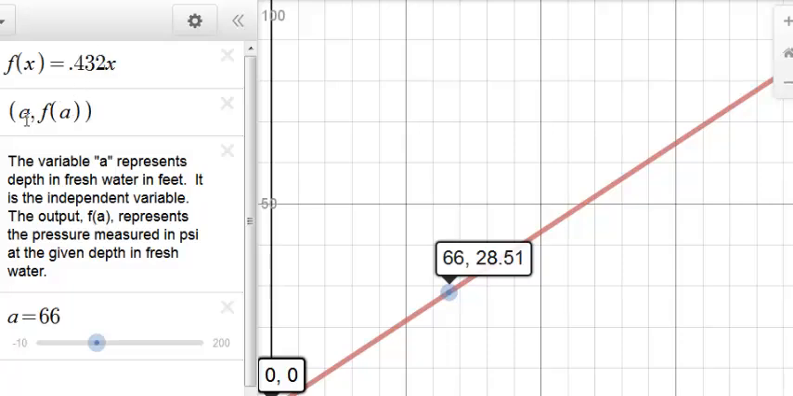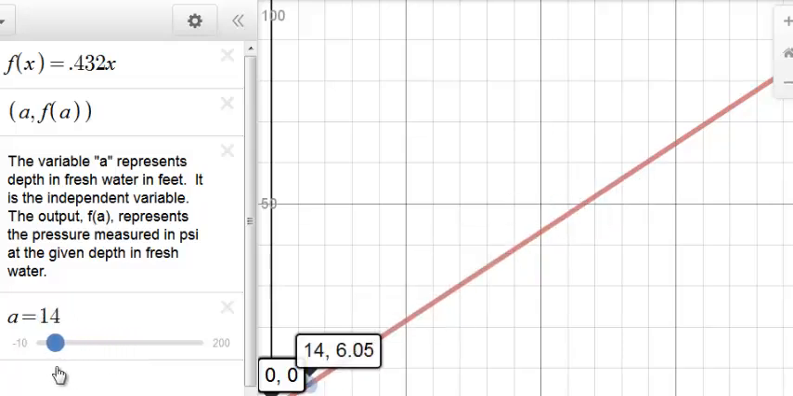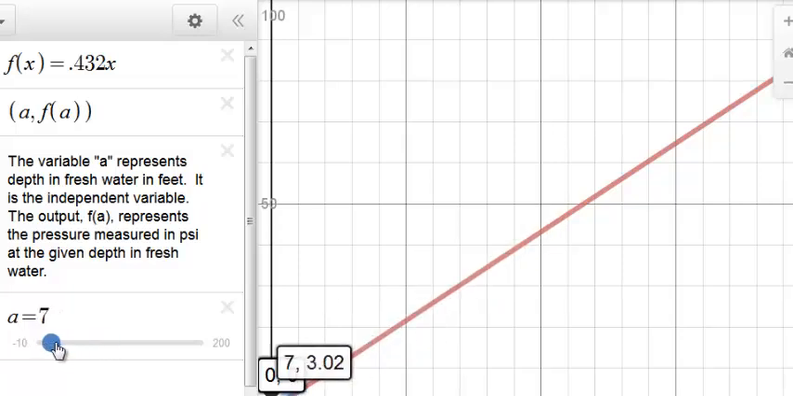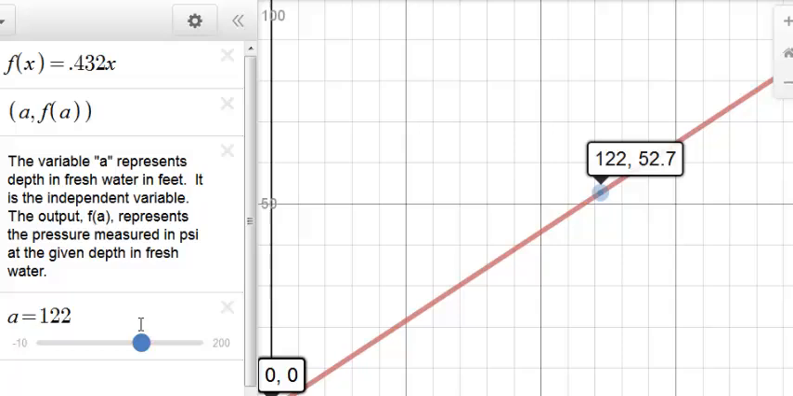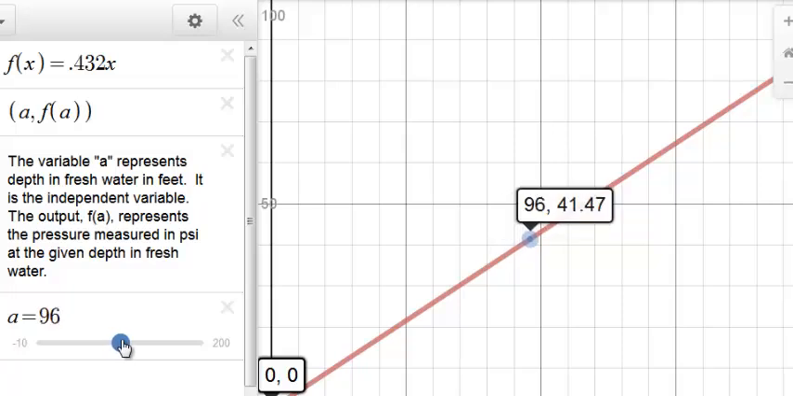And then here I've put in some information so that I can have a point that I can drag around. So if you look at the point that's moving around, A represents the depth in feet, and then the y value that comes out over here is the pressure. So let's say I want to figure out what the pressure is at 100 feet. I can change this to 100, and we can figure out the pressure is 43.2.